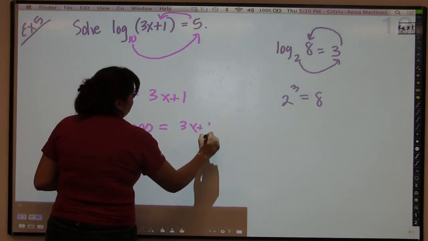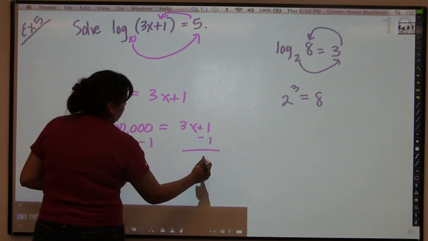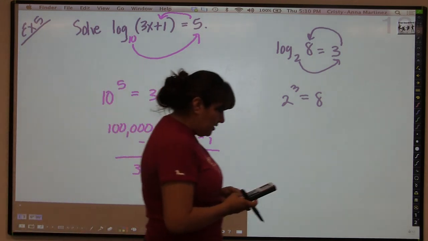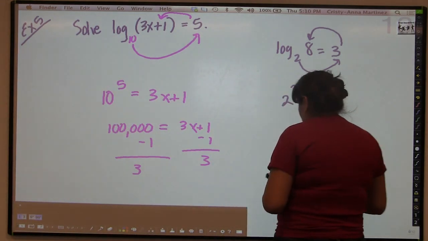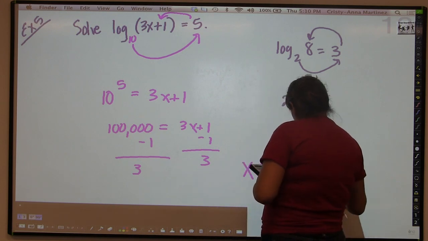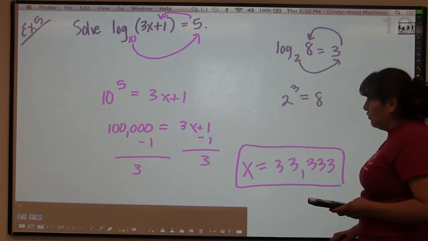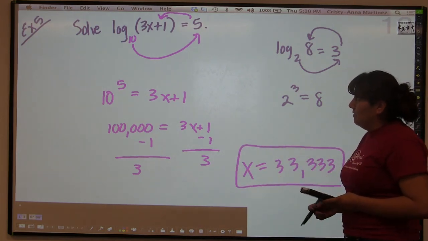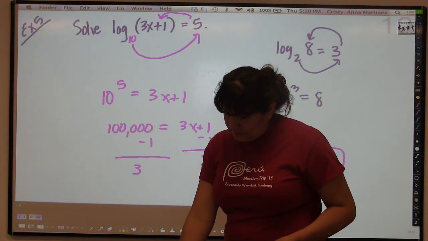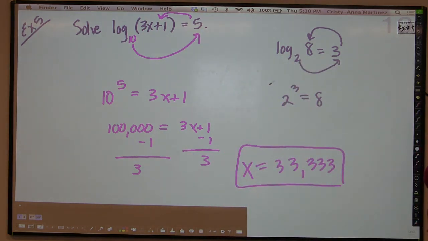Okay? And then you just solve like you normally would. Subtract 1, divide by 3. So 100,000 minus 1, and then divided by 3 is basically 3, 3, 3, 3, 3. 5 threes. 33,333. And that's the answer to this logarithmic equation. So it's not really complicated as long as you write it in exponential form. It makes it a lot easier.